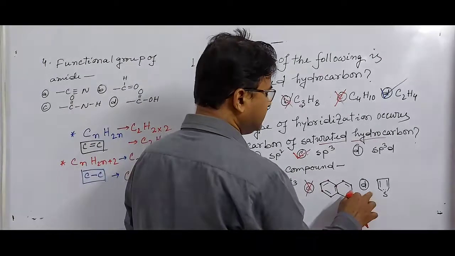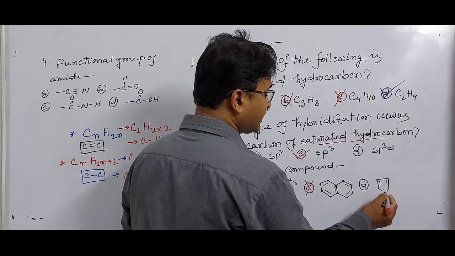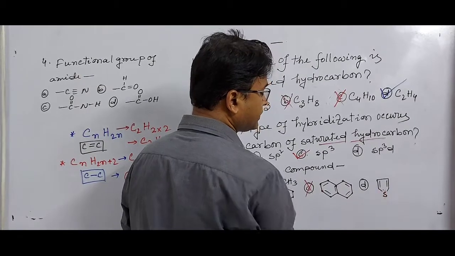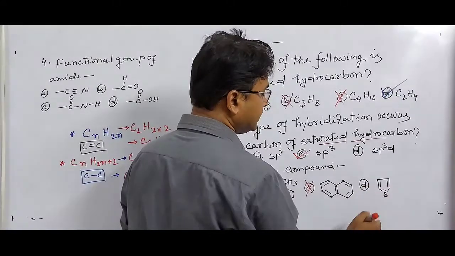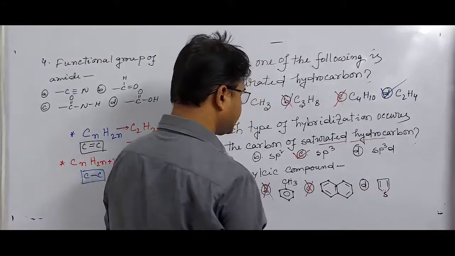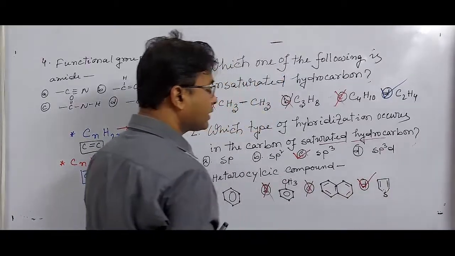But in case of option D, sulfur is here in place of carbon. That's why this is a heterocyclic compound. So option D is correct.